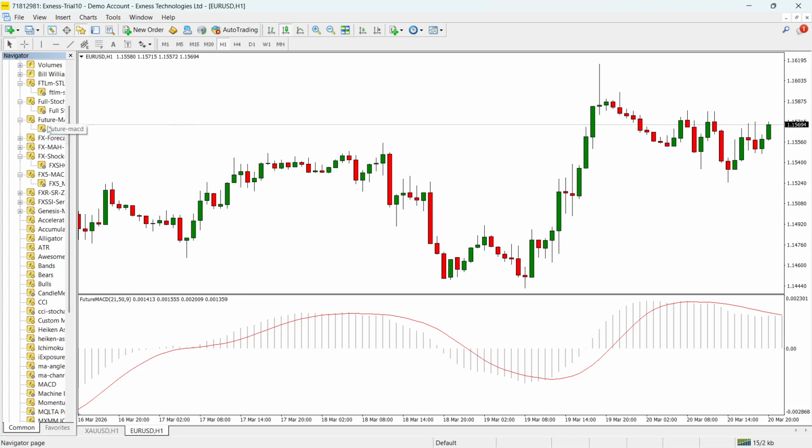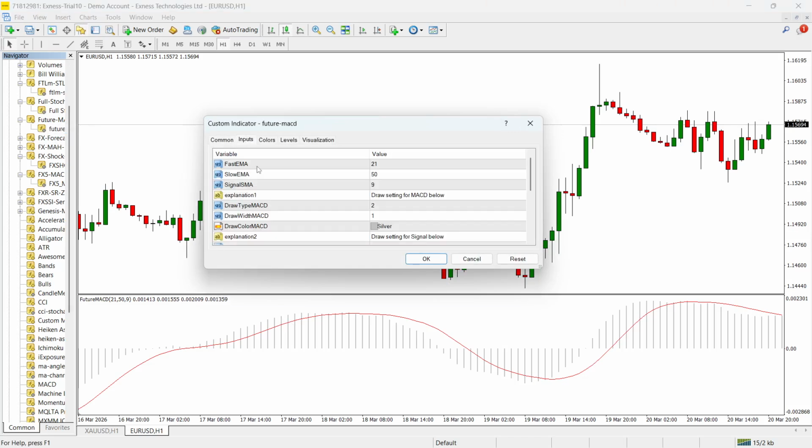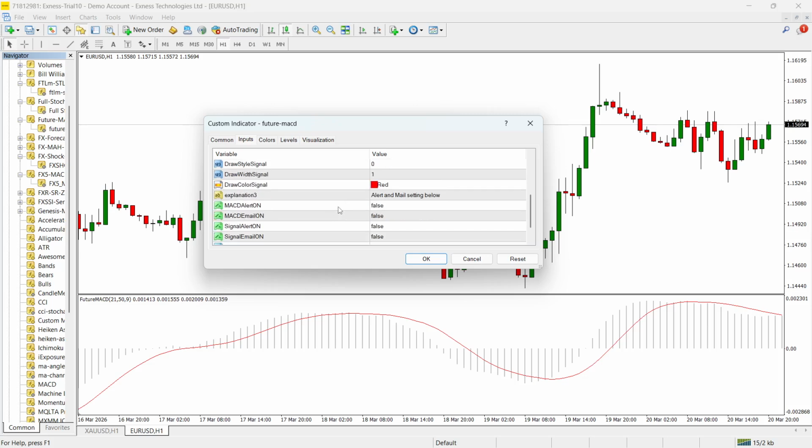As for the indicator settings, let's see what we have. The fast EMA period controls the responsiveness of the fast moving average that underpins part of the MACD calculation, influencing how quickly the indicator reacts to new price data. Slow EMA period sets the smoothing length for the slower moving average, shaping the broader trend component of the MACD values. Signal line period defines the averaging period for the signal line that overlays the histogram, affecting how smooth or sensitive crossovers appear.